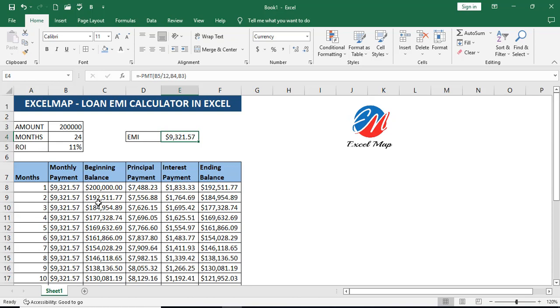This is how we are creating the EMI calculator, that is a loan EMI calculator in Excel. In that we created this table. For that we calculated beginning balance, principal payment, interest payment and ending balance by using the financial functions only.